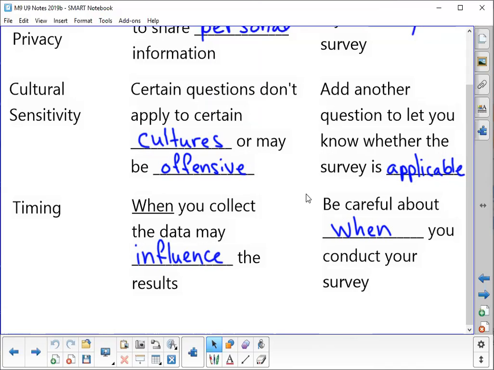So timing. Sometimes when you collect data may influence the results. When you are collecting data about something, you want to be careful that it's at the right time. Maybe right now at this time of year when we are in the midst of COVID-19, maybe you don't want to be talking about what kind of spring break or what kind of summer camp you're going to go to right after school's out, because I don't think very many of them are going to be running. So the timeliness of it is not going to give you accurate results for what people would normally do over a summer.